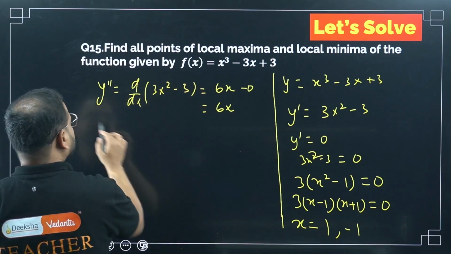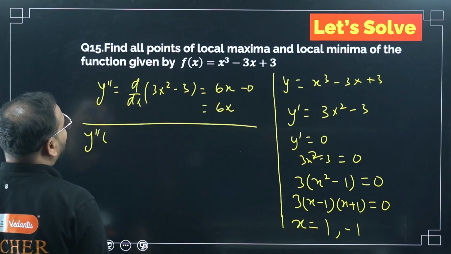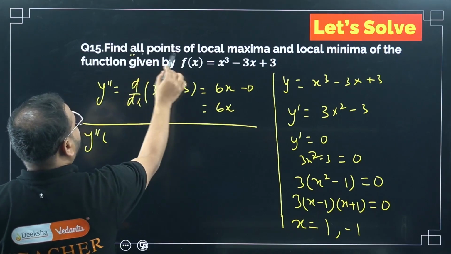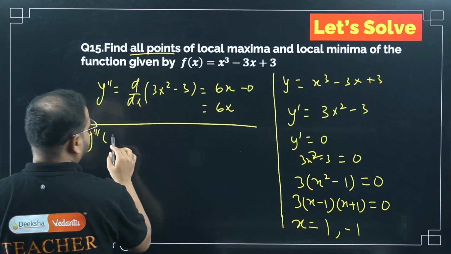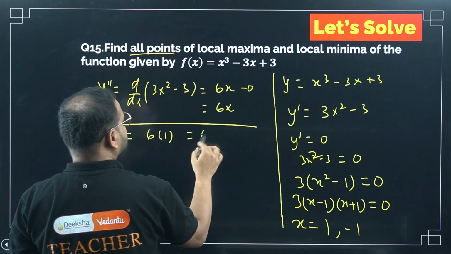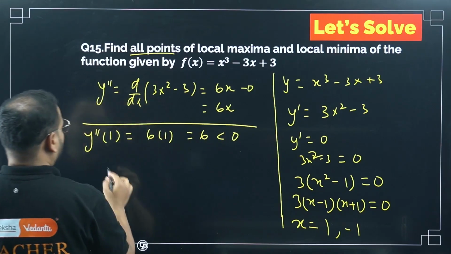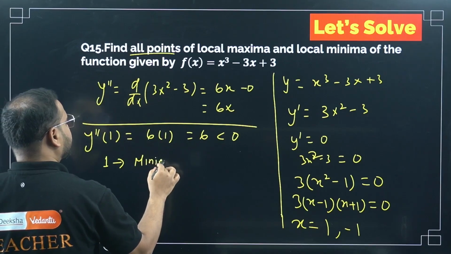So I have two critical points. Find it. So y double dash. You have to only find the points, you don't have to find the maximum or minimum value. So y double dash of 1 equals 6 times 1. How much is that? 6, so less than 0. So what is it? 1 is what? Point of minima.